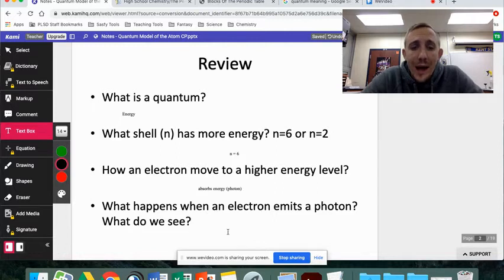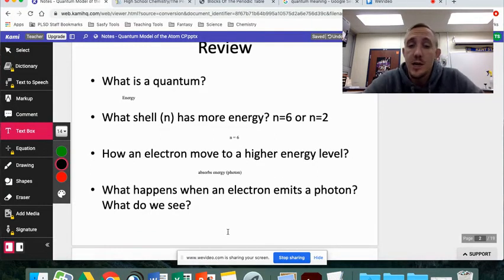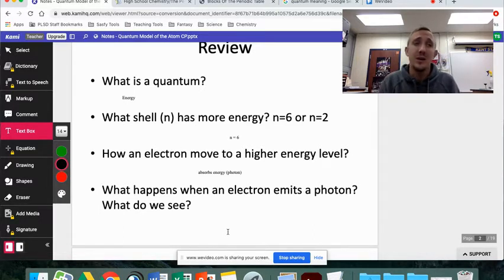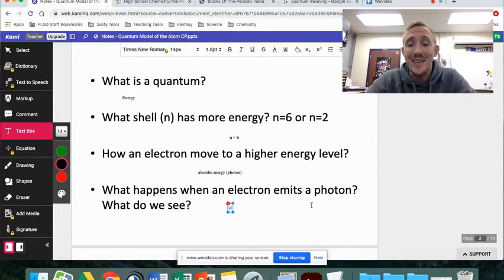Okay, what happens when an electron emits a photon? What do we see? Well, if you guys remember when we were discussing Bohr's model, when a photon is released, okay, we actually see it as a color. And depending on how far it drops, it tells us the wavelength. And so the bigger the drop, the bigger the wavelength, the more energy it gave off. Therefore, it's probably going to be a purple, a blue, or a green. Whereas if it's only dropping from energy level 3 to 2, it may only give off a red. Okay. And so what we see is color.